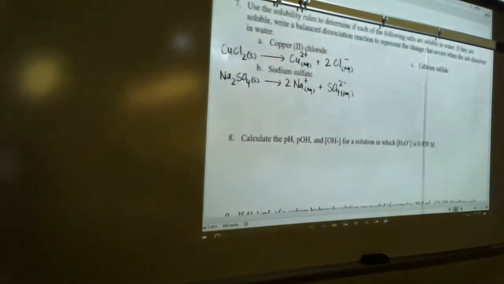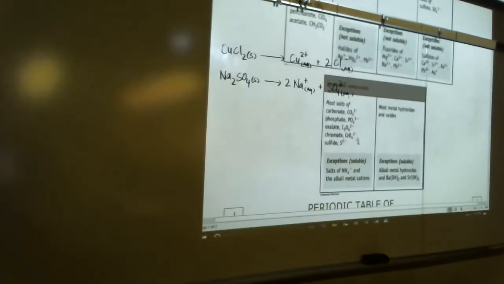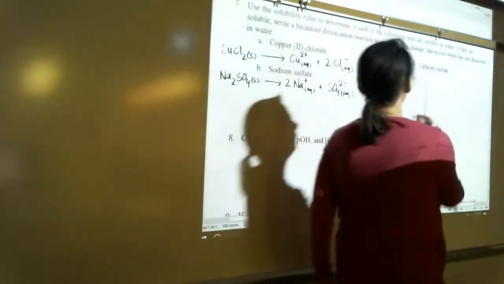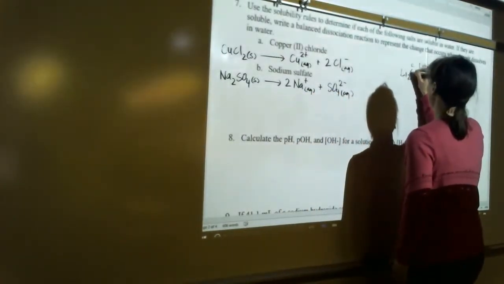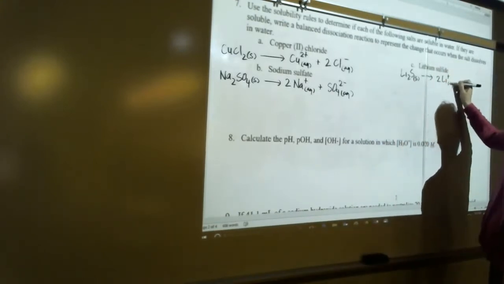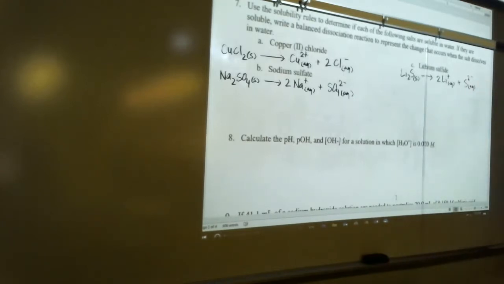And lastly, lithium sulfide. Sulfide, right here. Sulfide's listed under insoluble. However, ammonium and the alkali metals, which are group 1, are soluble. Is lithium in group 1? Yes. So would lithium sulfide be soluble? The answer is yes, it would. So that would be Li2S becoming 2Li plus aqueous plus S2 minus aqueous. Do we agree? Questions on 7?